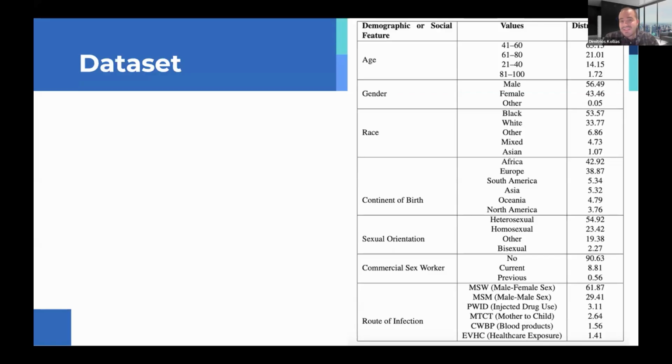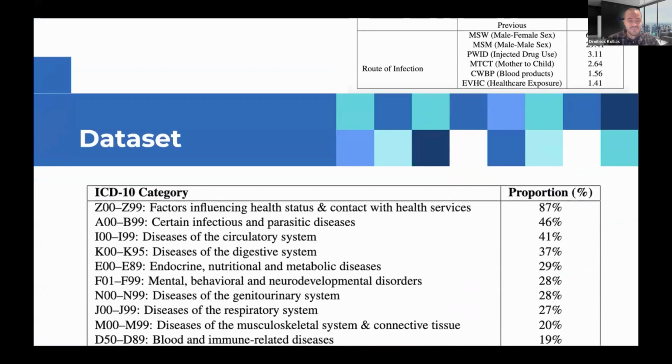But again, I need to mention that there is always some imbalance here. For instance, you can see that we didn't have that many Asian patients. This is ongoing work because we are currently extending the database in order to have more coverage, with more people from each race. Other features had to do with the continent of birth, the sexual orientation, whether the people were or were not currently or previously commercial sex workers, and the route of the HIV infection.